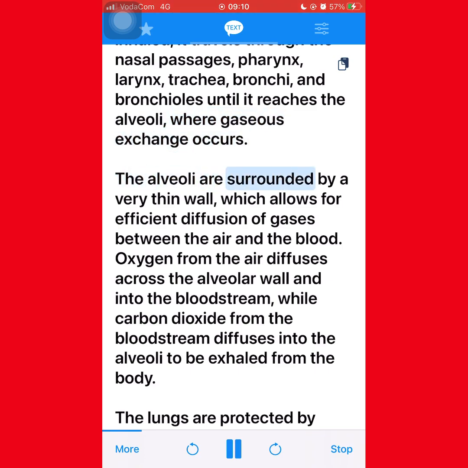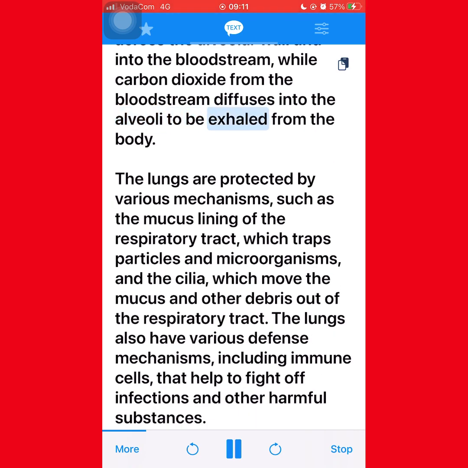The alveoli are surrounded by a very thin wall, which allows for efficient diffusion of gases between the air and the blood. Oxygen from the air diffuses across the alveolar wall and into the bloodstream, while carbon dioxide from the bloodstream diffuses into the alveoli to be exhaled from the body.